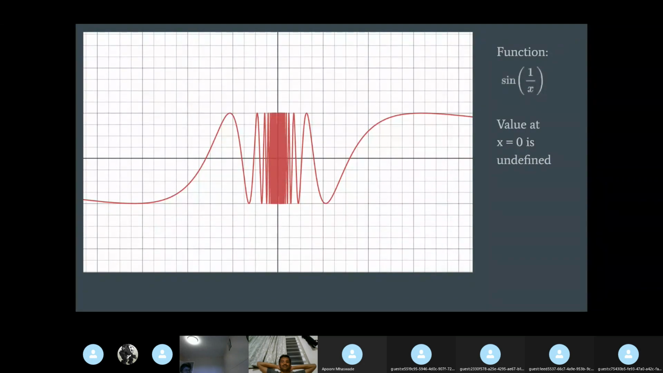Now, the question is, why do you think the limit does not exist? Remember, the value at 0 is undefined, and the limit, we're currently saying that it's not defined either. But why is the limit not defined?